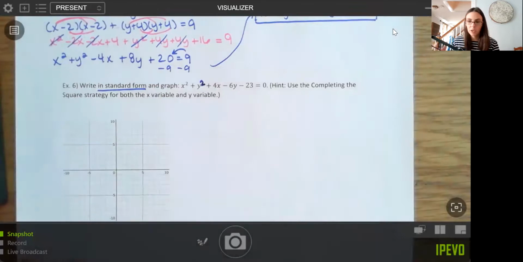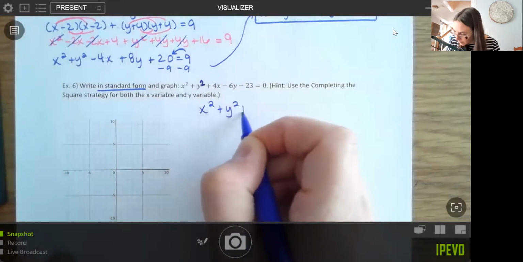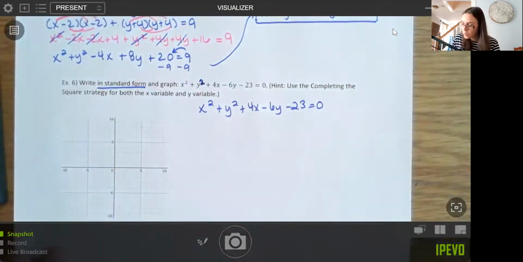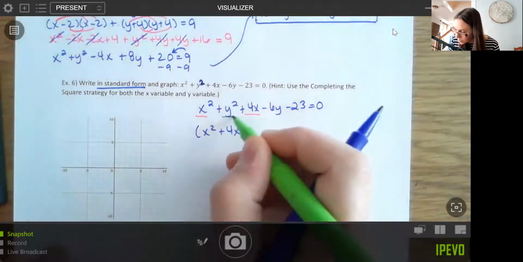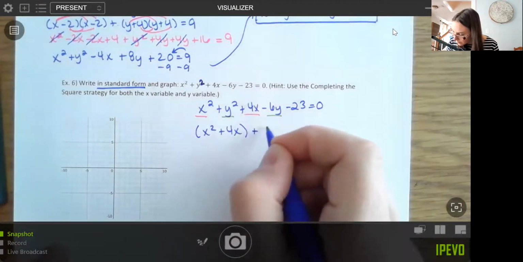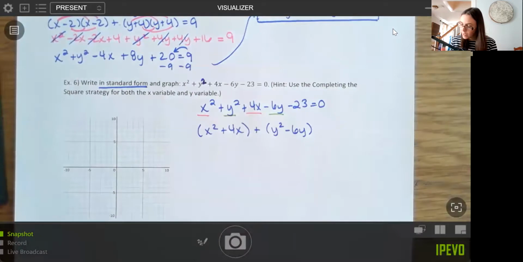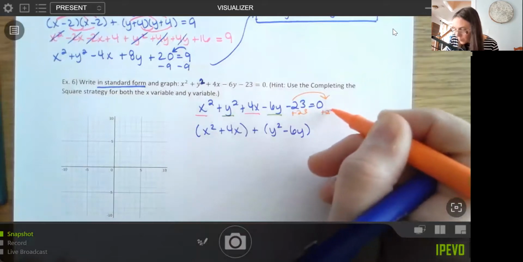So the first thing you want to do is group your x's and your y's together, and bring the number to the other side. So for instance, I'm going to just rewrite my example. I'm going to just write my x's next to each other. So I have x squared plus 4x, and then I'm going to put my y's next to each other. y squared minus 6y. And then I'm also going to take that 23 and bring it to the other side. So I'm going to add 23 to both sides.